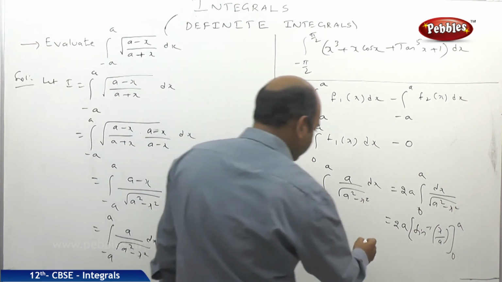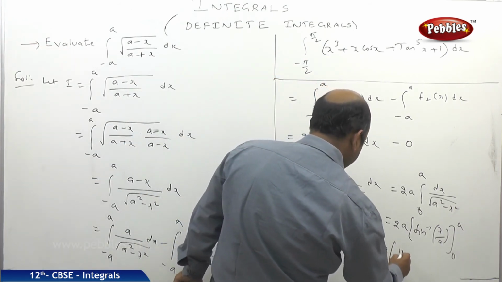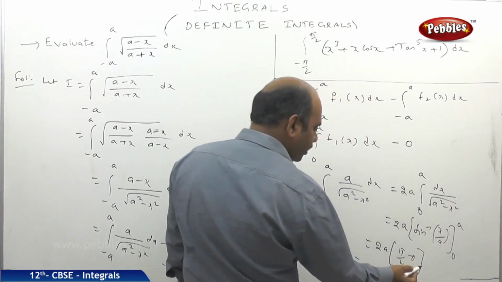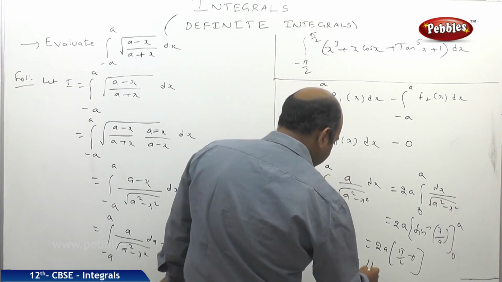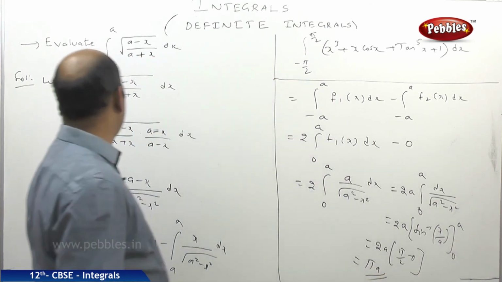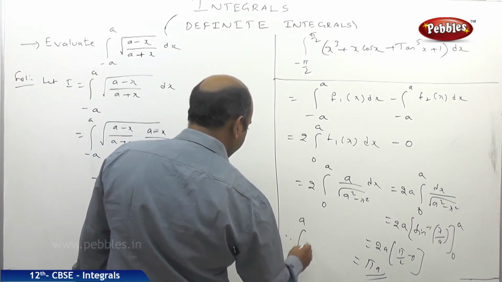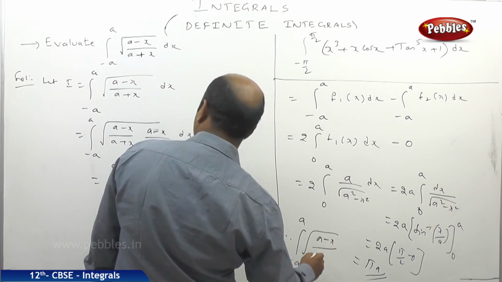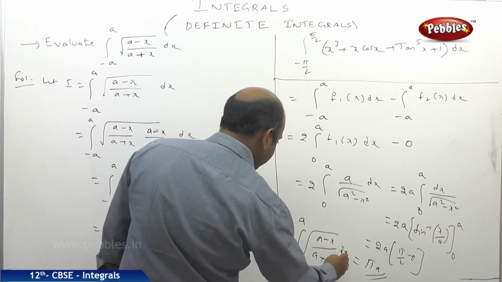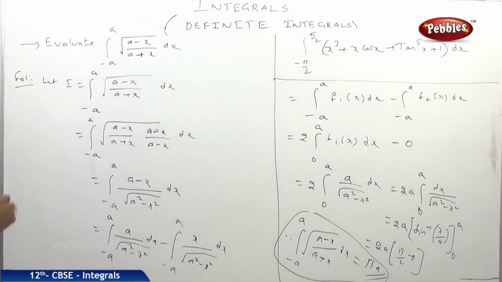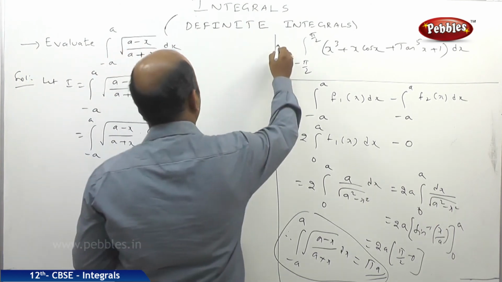So finally this becomes 2a into pi by 2 minus 0. So pi by 2 minus 0 is pi by 2. 2 will be getting cancelled. What will be our net result? It will be equal to pi a. Therefore, integral of minus a to a under root of a minus x by a plus x dx gives rise to pi a. It's a very, very important problem, many times asked. You please copy. Right. Now we shall be seeing the fourth problem.